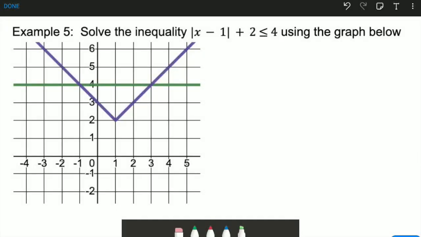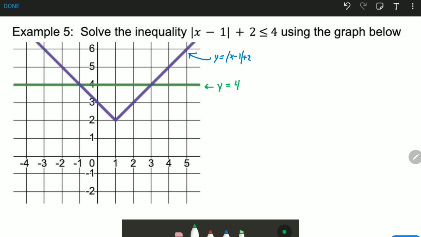So in this example, we're going to solve the inequality absolute value of x minus 1, and we have a plus 2 on the outside, is less than or equal to 4 using the graph below. So first of all, we do need to make sure to identify which function is which. The one graphed in purple here is my absolute value of x minus 1 plus 2, and the one graphed in green is the y equals 4.